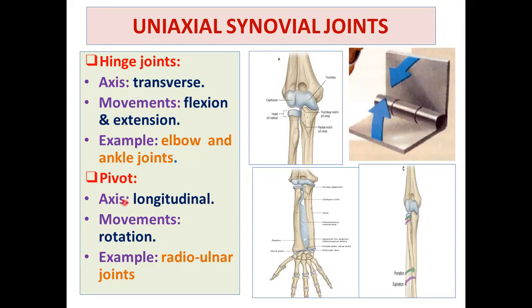The uniaxial joints include hinge joints and pivot joints. The axis of hinge joints is transverse. The movements that occur at hinge joints are flexion and extension. Examples are the elbow and ankle joints. Now, in the pivot joint, the axis is longitudinal. The movement is rotation. Examples include the radioulnar joints.